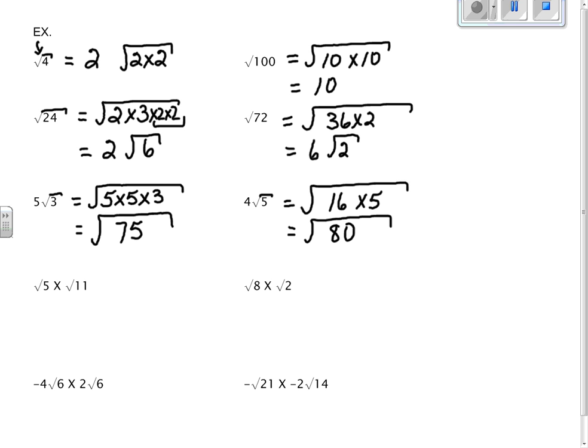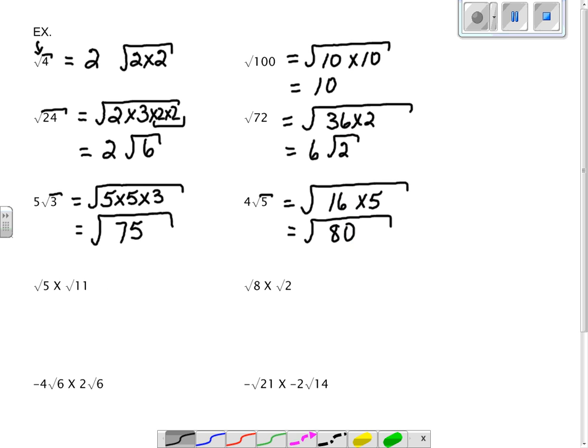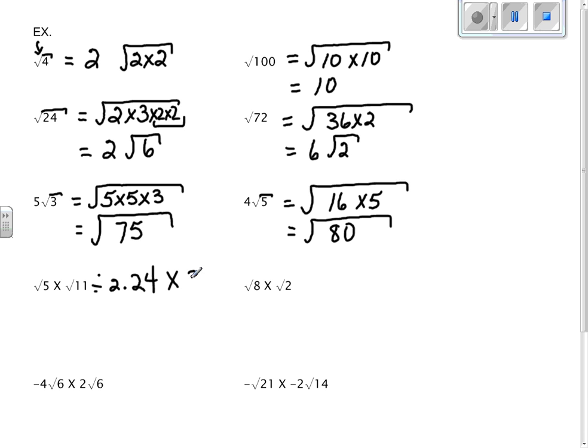Root 5 times root 11. I'm going to try and write these as approximate decimals. There we are. Root 5, according to my calculator, is approximately 2.24. And root 11 is approximately 3.32.